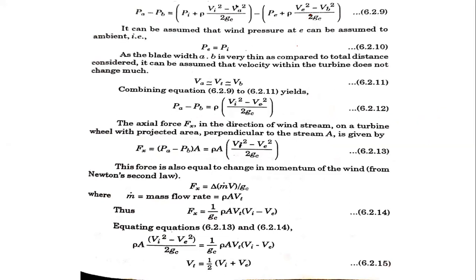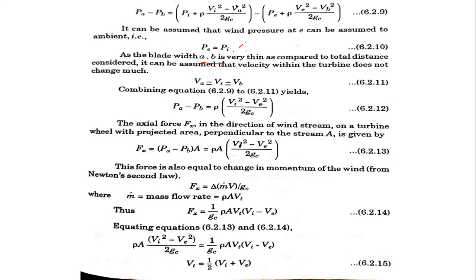Okay, so here we can see in the diagram that we are assuming the wind pressure at the exit point E is ambient. So from this equation we can say PE is equal to PI. And the blade width, A into B, is taken to be very thin.